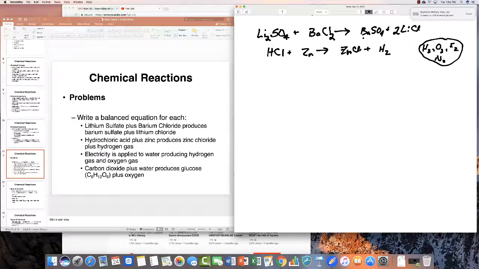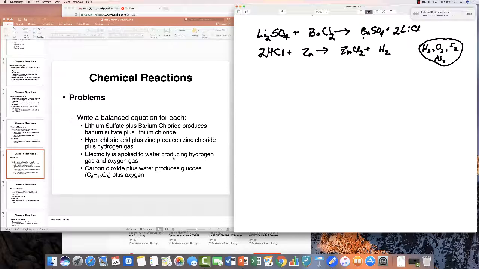Zinc's +2, chlorine's -1, least common multiple is 2. 2 goes into 2 1 time, 1 goes into 2 2 times, so we need a 2 there. We have 2 chlorines here and 2 hydrogens here, and then we only have 1 of each here, so we need a coefficient of 2 there.